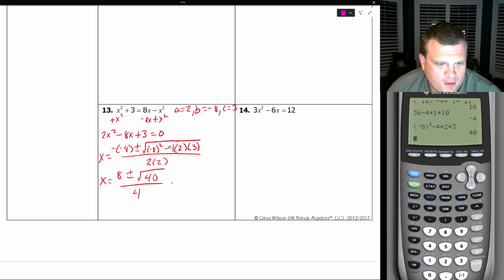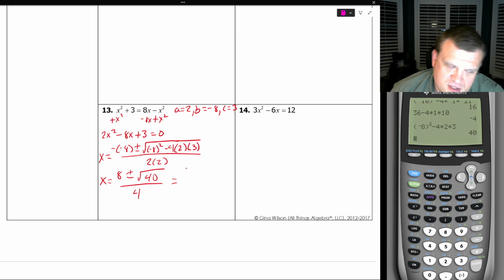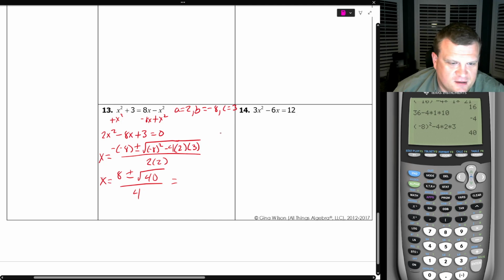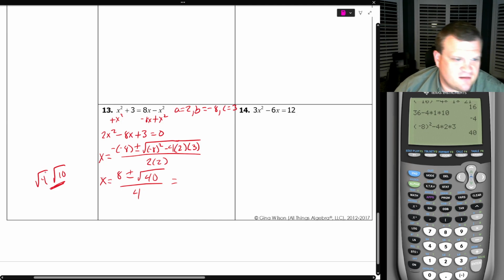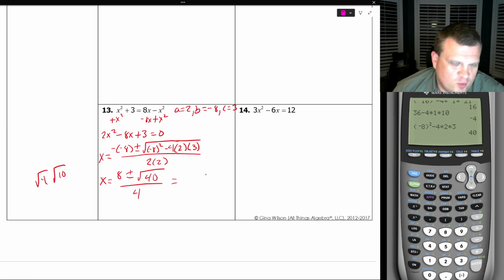Okay? Over 4. So let's simplify that radical, right? We're going to break that radical, that 40, up into two different radicals. We would say what two radicals does this break into? And right out of the gate, I know 4 and 10 would probably be my best guess. So I would say square root of 4 times square root of 10. Remember, those multiply to become 40, and the first one is the largest perfect square that I can evenly divide out. And we would know the square root of 4 would be 2. So we're going to say 8 plus or minus 2 root 10, all over 4.